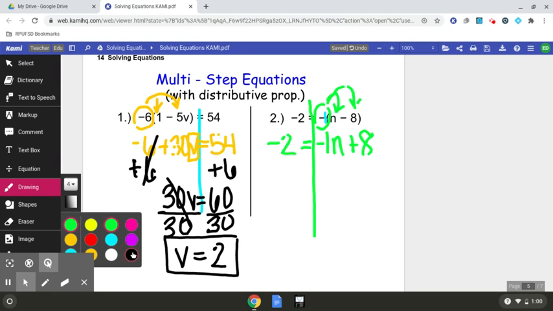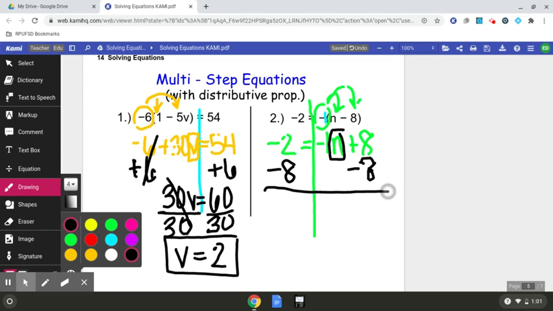Okay, now again, your goal is to get the variable alone. We want n by itself. So the first thing I need to get rid of is this plus 8. So we're going to subtract 8 from both sides. So the 8s will cancel because they're inverses. And negative 2 plus a negative 8, or negative 2 minus 8, is negative 10. And that is equal to negative 1n.